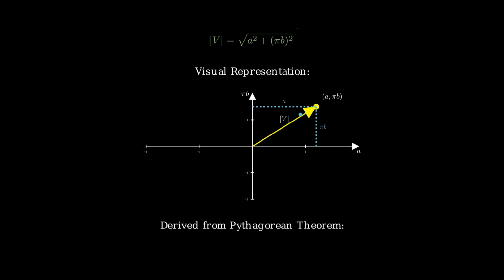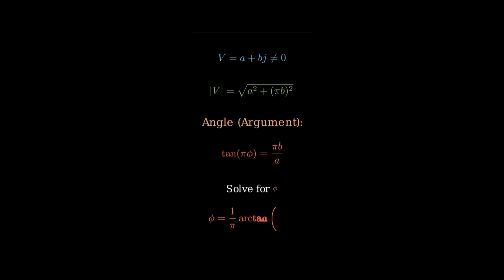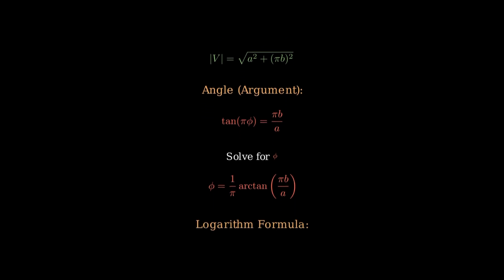Now let's find the angle. To find the angle, or argument, of our virtual number, we use tangent. Tan pi phi equals pi b over a. Solving for phi, we get phi equals 1 over pi times arctan pi b over a. That pi in the angle is unique to virtual numbers. It's stretching our angle to fit this new system.